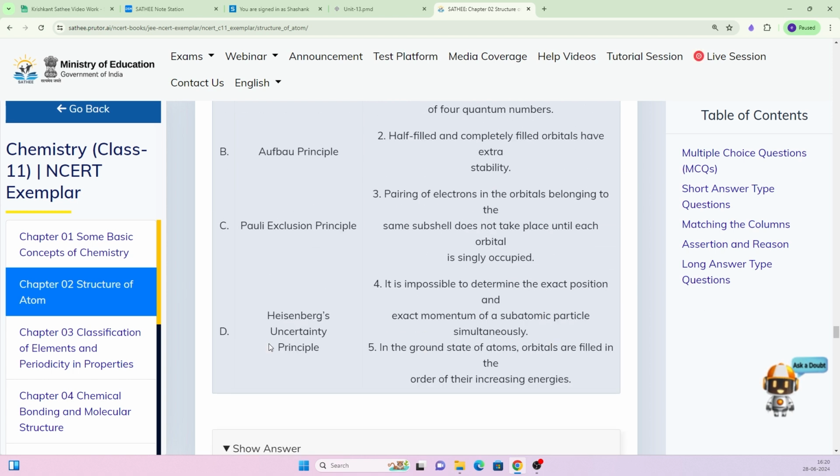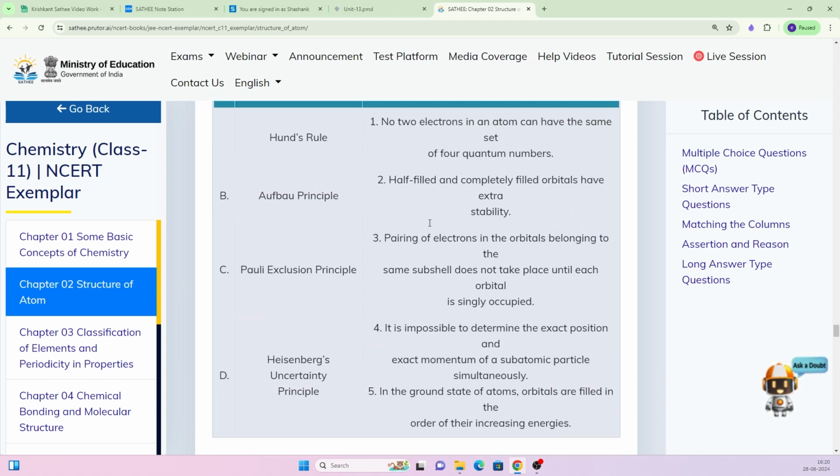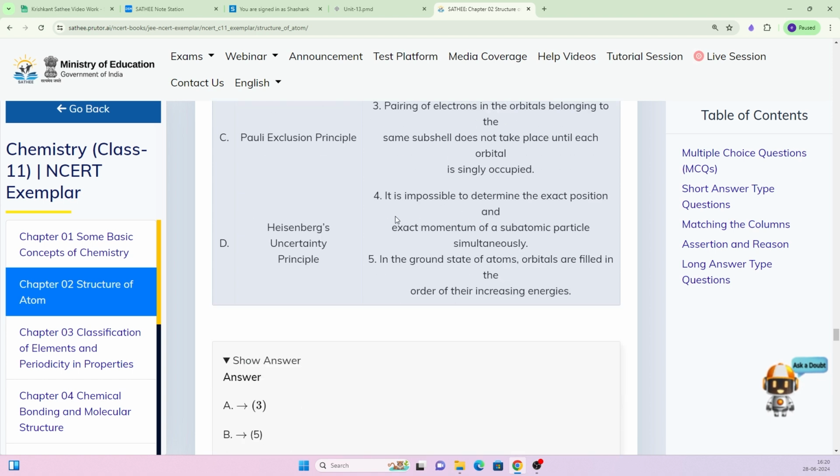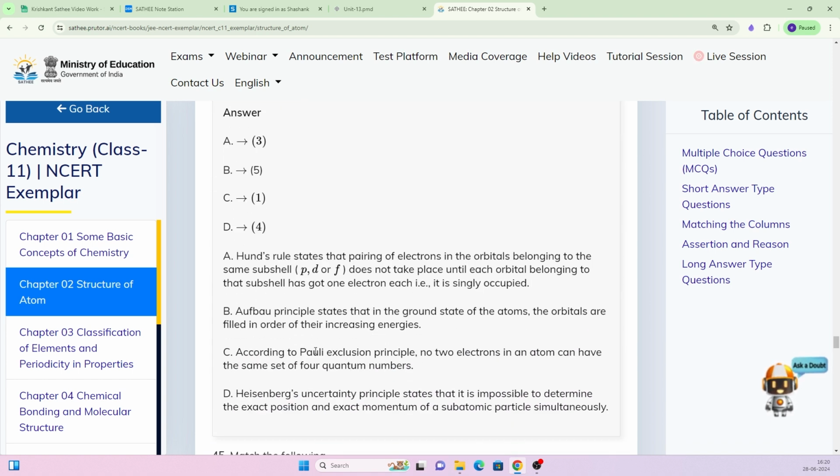Okay. So B goes with 5. We are good to go with 5. C is 1. And D is 4. Whereas it is this one. Clear?